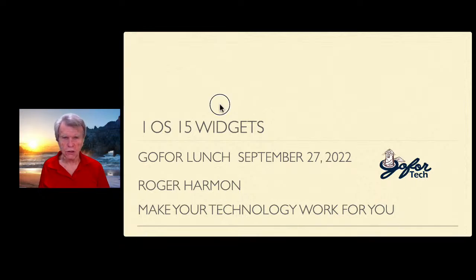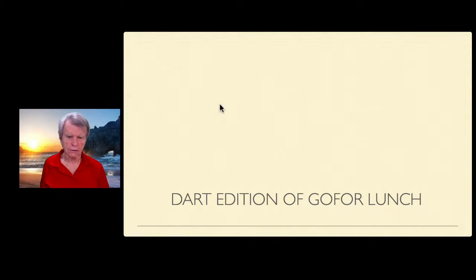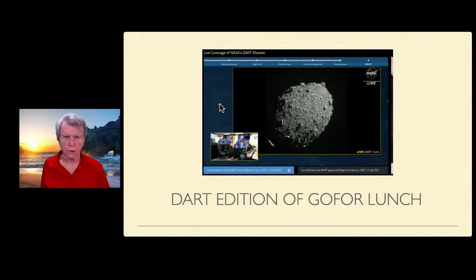And speaking of missions, this is the DART edition of Go for Lunch. You may have seen or heard in the news about NASA's extraordinary accomplishment of sending a satellite millions of miles from Earth and hitting a very small asteroid. The whole purpose of that was to be able to defend the Earth from a collision from asteroids in the future. So that is technology at its best.